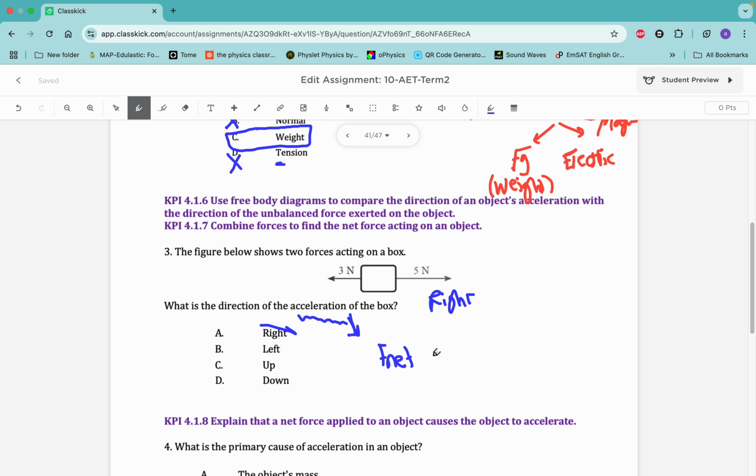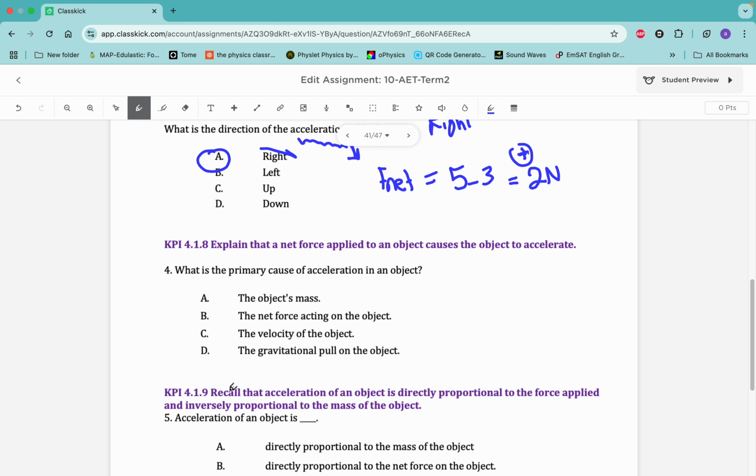So here, if we need to calculate the net force, it is 5 because it's positive, minus 3, because these two forces are in opposite directions. So we're going to subtract to get the net force. Mainly it's going to be 2 newtons, whereas the direction is to the right, the positive direction. That's why the direction of the acceleration is A, to the right.